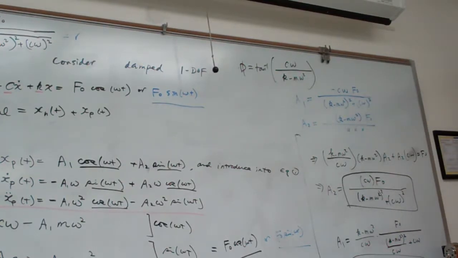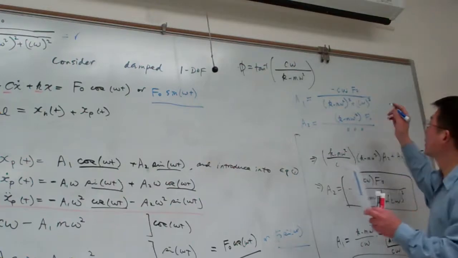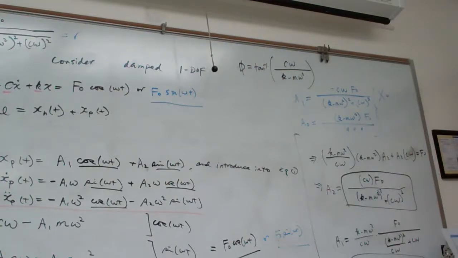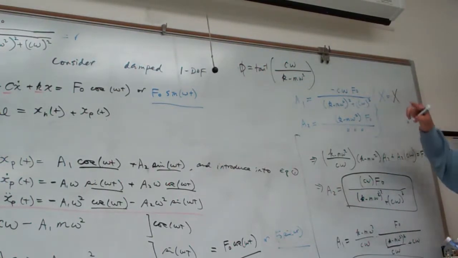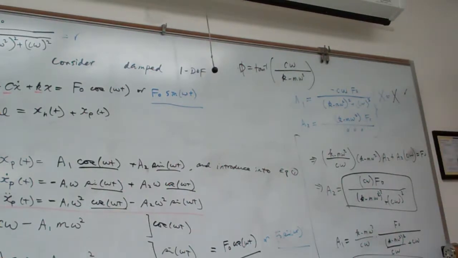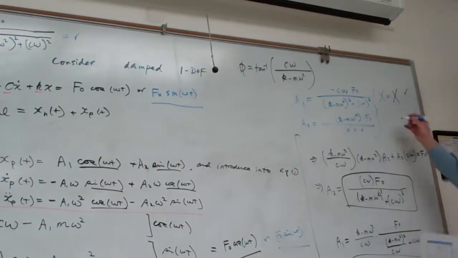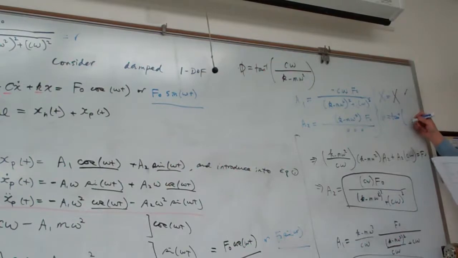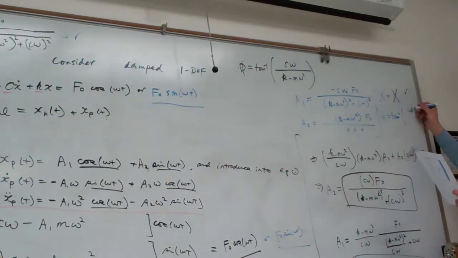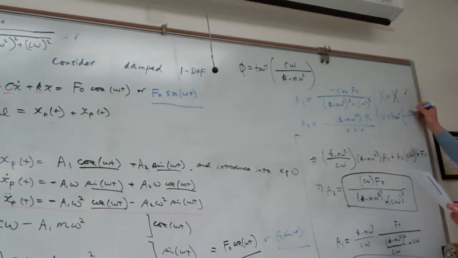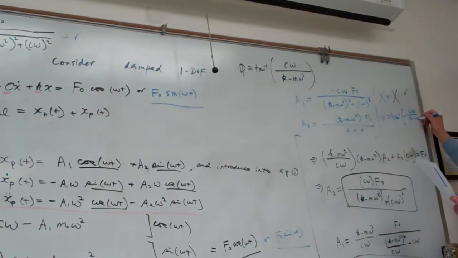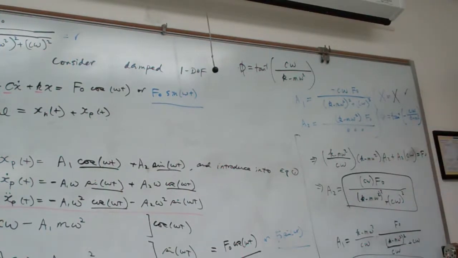Okay, so for that one, the capital X is equal to the black one we have there. Okay, and for the phase angle, that is C omega, minus C omega, K minus M omega squared. So I'm running out of space.